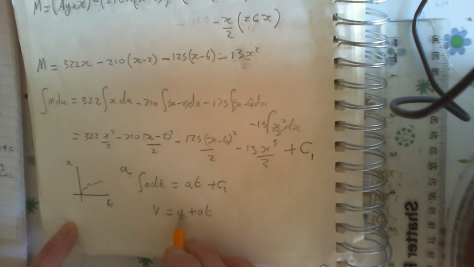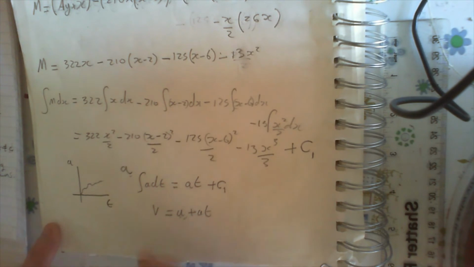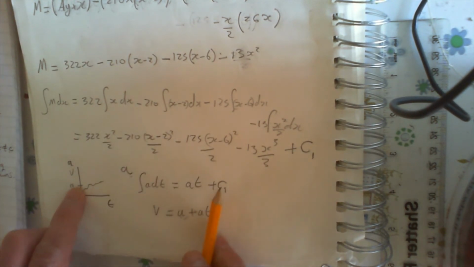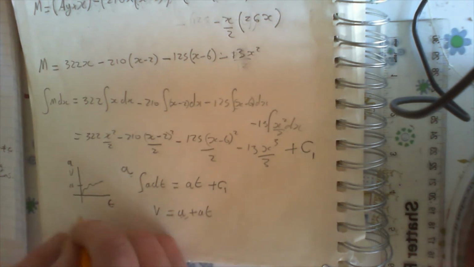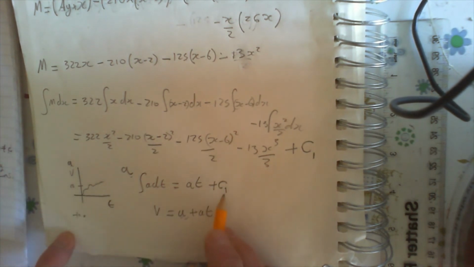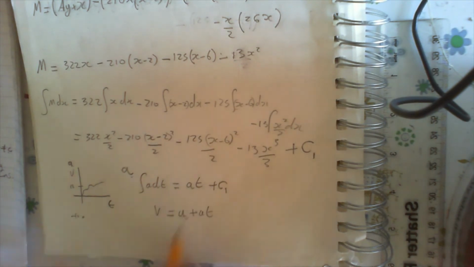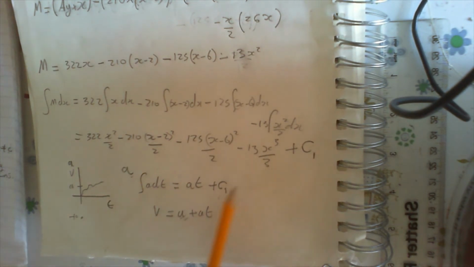Or if you integrate this and you work this out to be, say, 10 or something, that would be your starting velocity. Or if you were going backwards and you suddenly started accelerating the other way, your initial velocity would have been minus 10. Just to give you an idea of where these are coming from and what they mean.